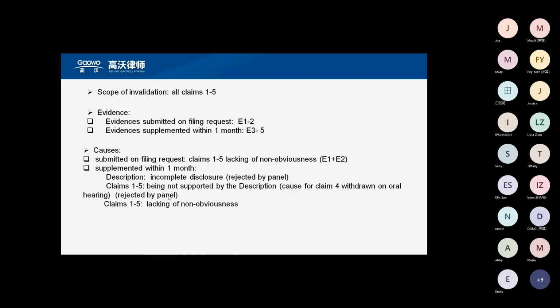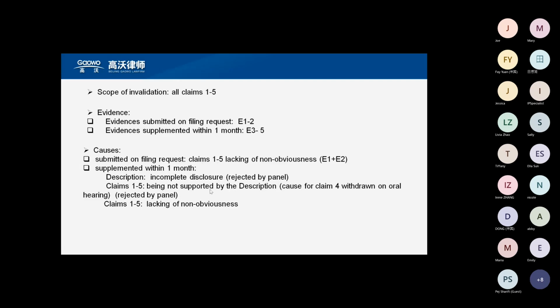the description has incomplete disclosure. I challenge the invention by the description's incomplete disclosure. For claims 1 to 5, I raised another reason, that claims 1 to 5 cannot be supported by the description, in which the cause for claim 4 was withdrawn at the oral hearing, and for claims 1 to 5, I also used the reason of lacking non-obviousness.